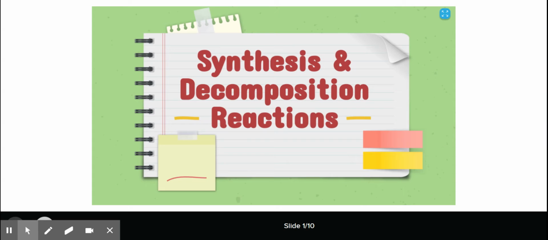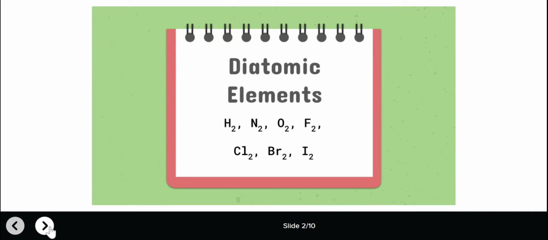In this video, we're going to discuss how to predict products for synthesis and decomposition reactions. But first, we must review our diatomic elements. As you recall, back in the last unit, we discussed very briefly that diatomic elements are elements which cannot exist as a singular atom. There are 7 of those elements. They are hydrogen, nitrogen, oxygen, fluorine, chlorine, bromine, and iodine.